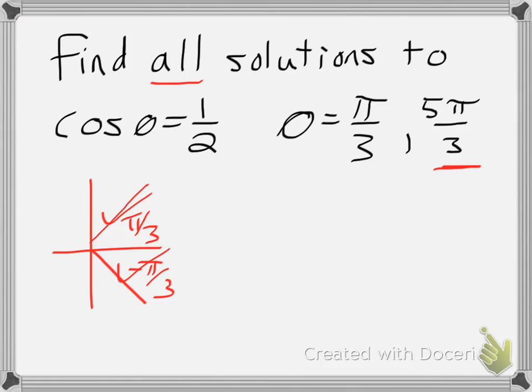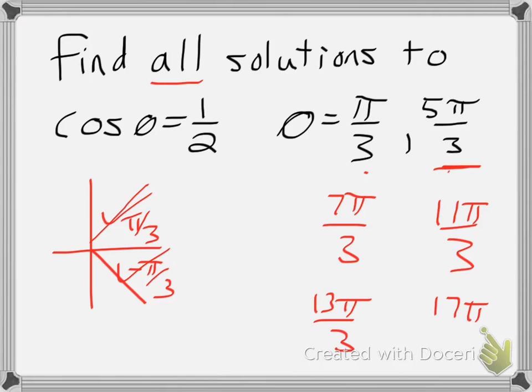And when we look at finding the solution to cosine, sine, or tangent, we want to look at within 360 degrees, what are our possibilities? Now if we talk about all solutions, meaning an infinite amount, we have to think, in addition to these, if I were to go around another 360 degrees, I'd have 7 pi over 3, and I'd have 11 pi over 3. If I went another 360 degrees, I'd have 13 pi over 3, and I have 17 pi over 3.